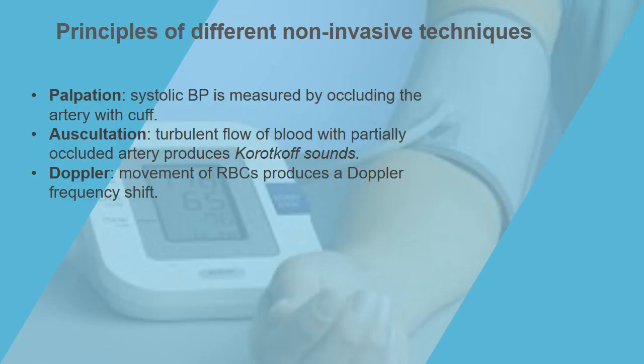Well, the principles of different non-invasive techniques: palpation gives the systolic blood pressure, and it is measured by the occlusion of the artery with the cuff. You just apply the bladder, the cuff of the BP apparatus, on the artery, and when the sound appears, when the pulse is felt on the artery, you have the systolic blood pressure.